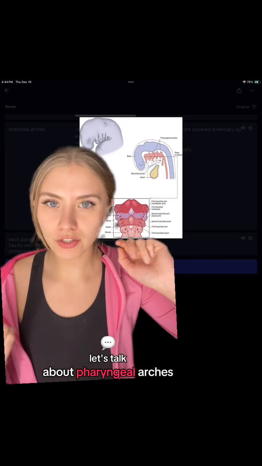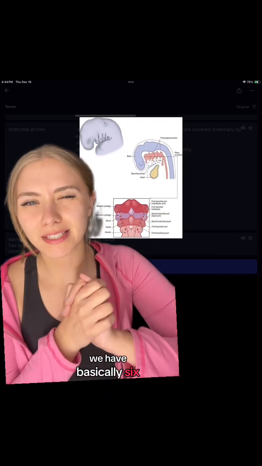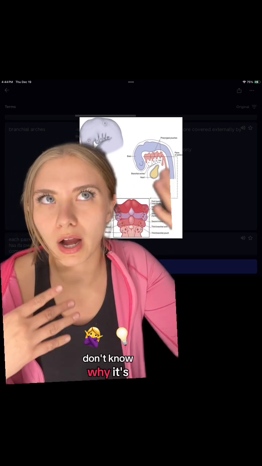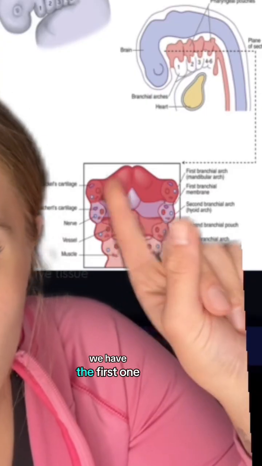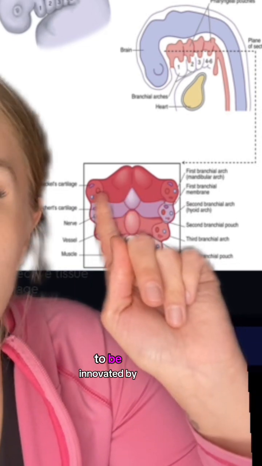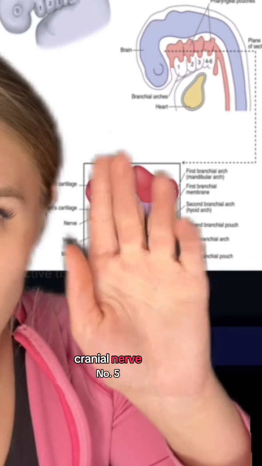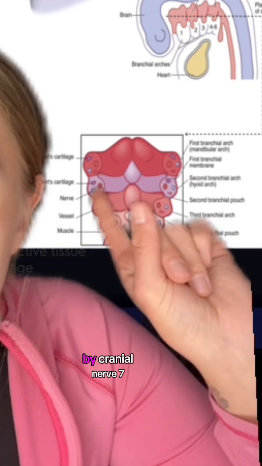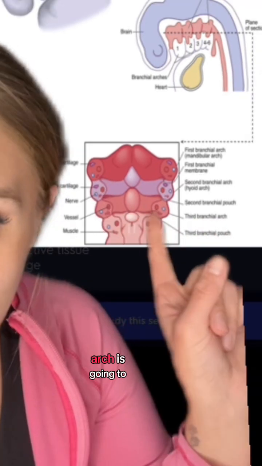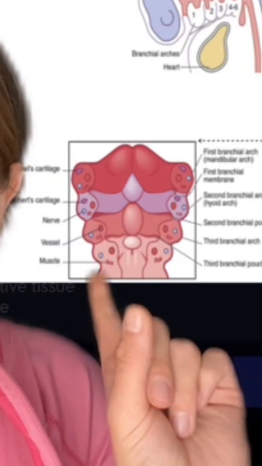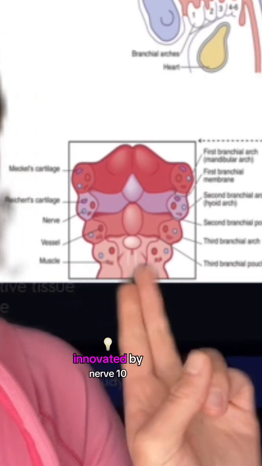Okay, let's talk about pharyngeal arches. We have basically 6 of them, but the 5th one's like missing. Don't know why it's like that, but it is. So we have the first one. Know that the first arch is going to be innervated by cranial nerve number 5. Number 2 arch is going to be innervated by cranial nerve 7. Number 3 arch is going to be innervated by nerve 9. Arch 4 through 6 is going to be innervated by nerve 10.